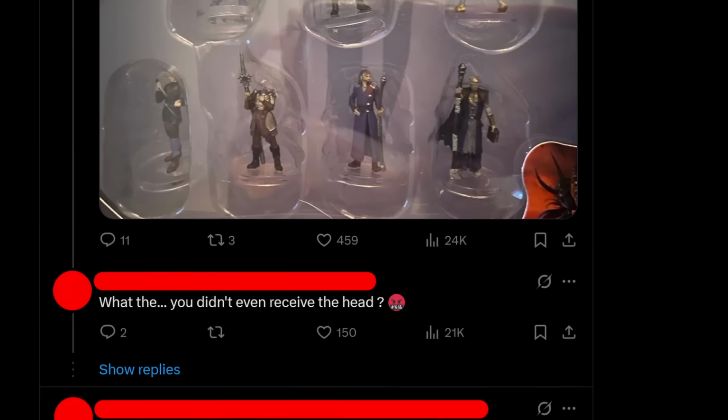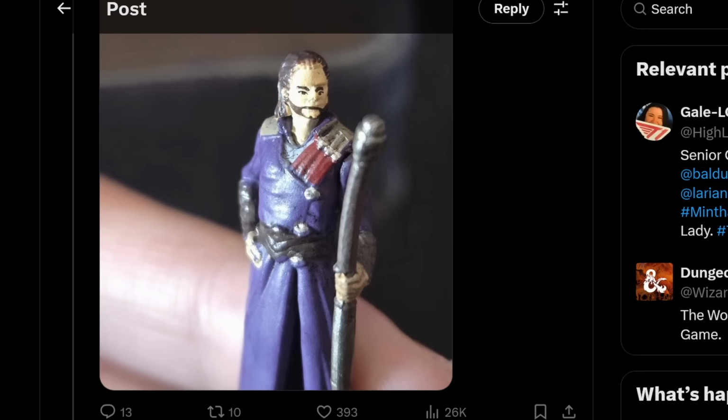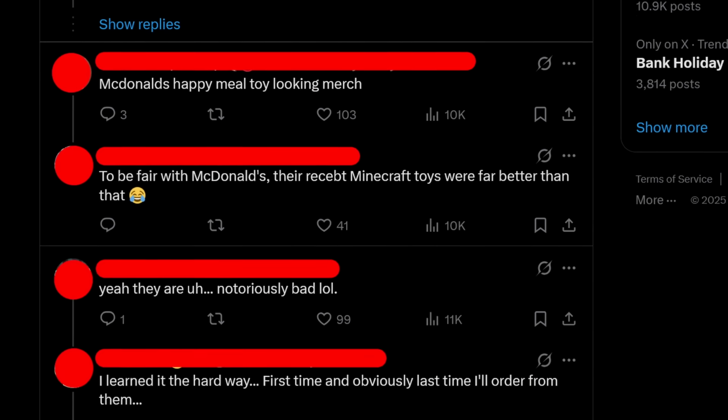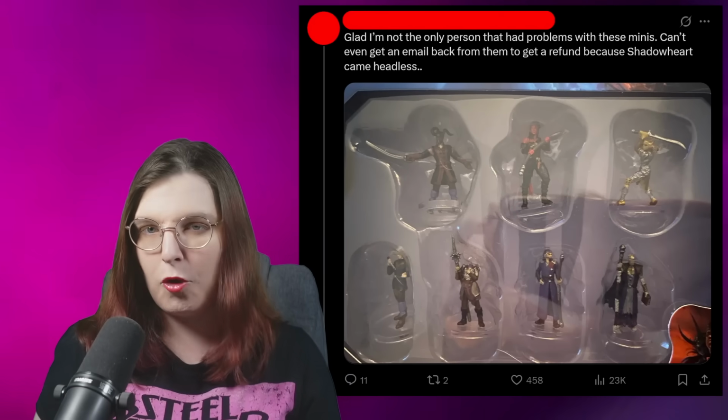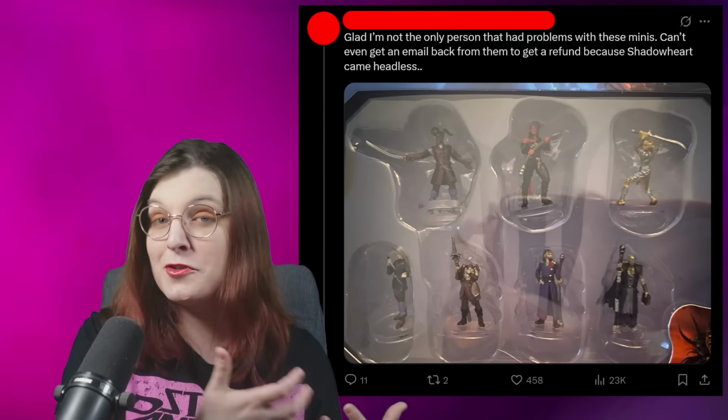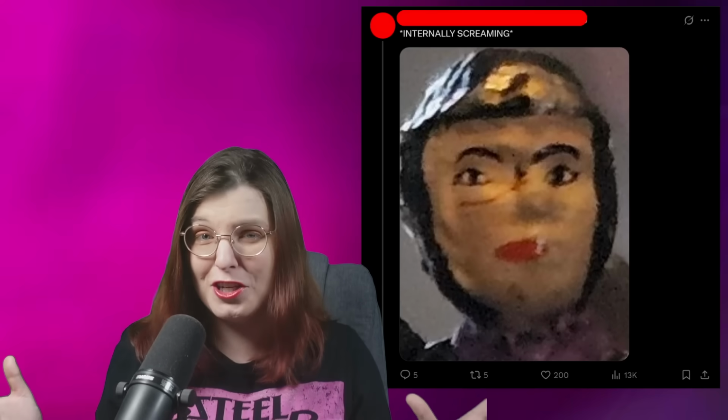So yeah, these are the proverbial worst miniatures ever made, and they were revealed on Twitter and completely lambasted by absolutely everybody. But then those pictures got shared around, and then more and more and more people started sharing pictures of the Baldur's Gate 3 minis that arrived for them. And here's the thing, they're just as bad.